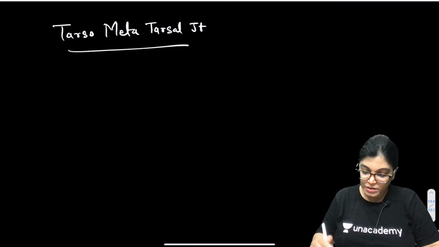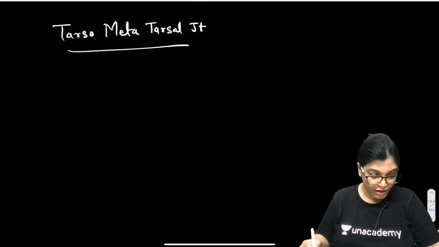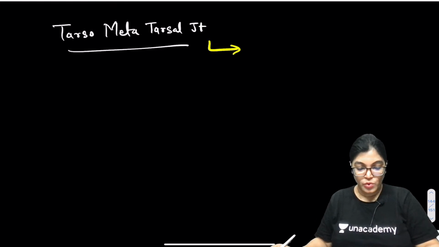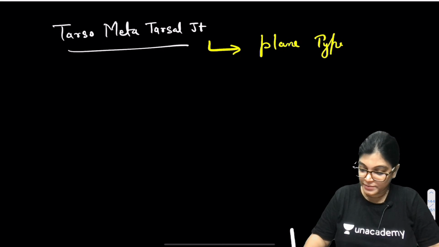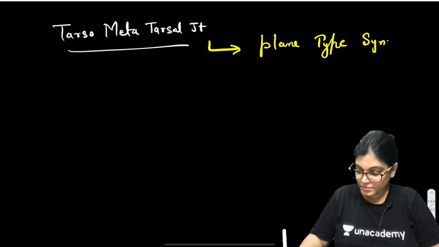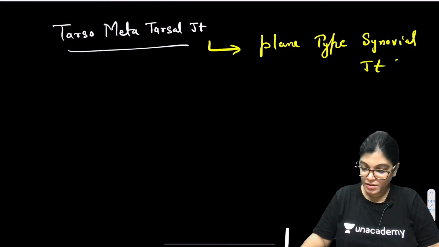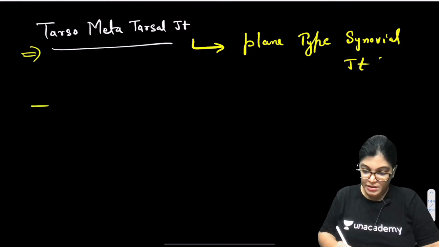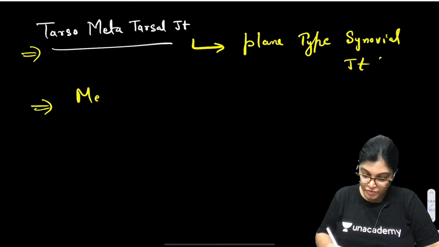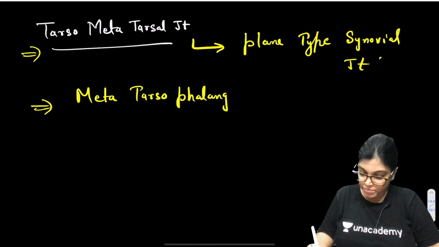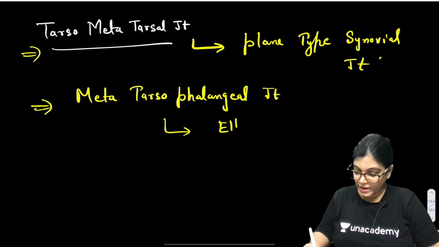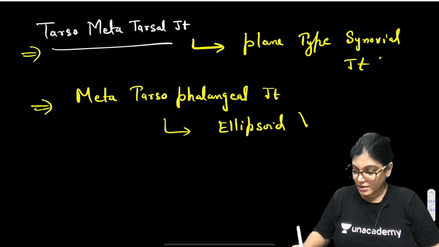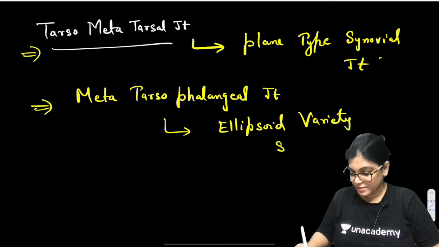When we talk about tarsometatarsal joint, the tarsometatarsal joint is an example of plain type of synovial joint. Got it? When we talk about metatarsophalangeal joint, metatarsophalangeal joint is an example of ellipsoid variety of synovial joint.